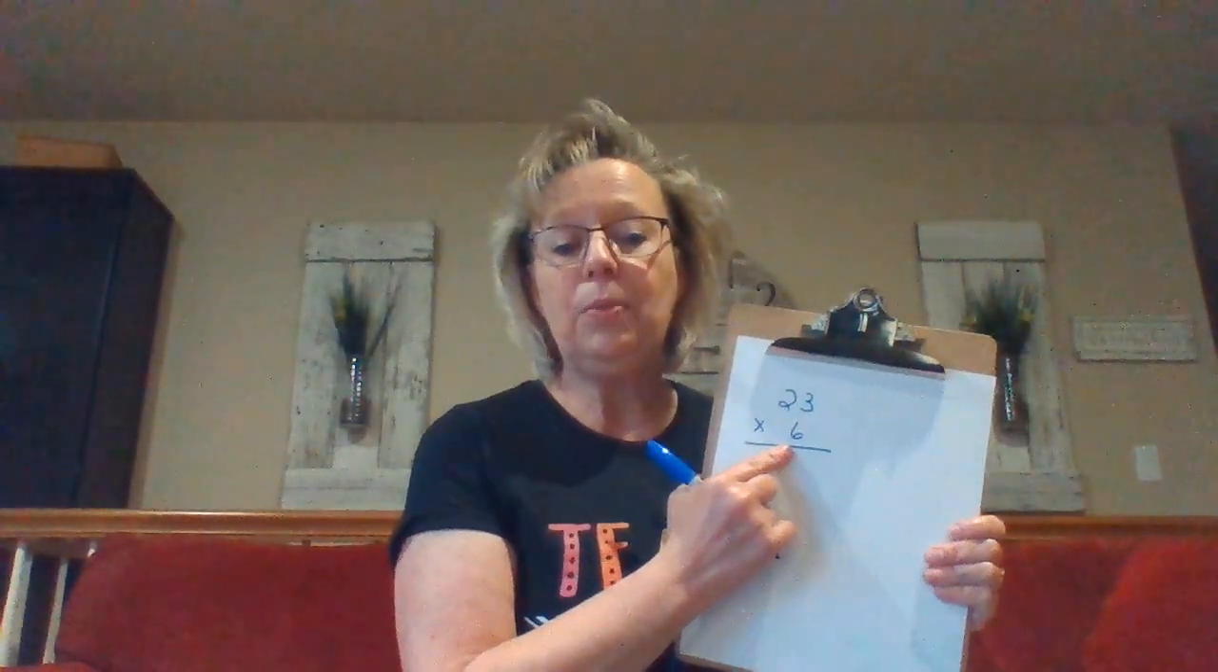So that is multiplying by multiples of 10, which then takes us to using that and taking a step up and applying how we can multiply by 10 to multiply 2-digit by 1-digit numbers. So here we have our first 2-digit by 1-digit, 23 times 6.